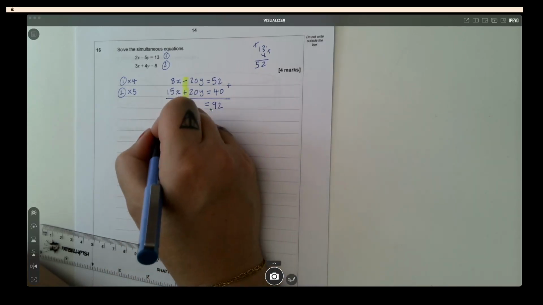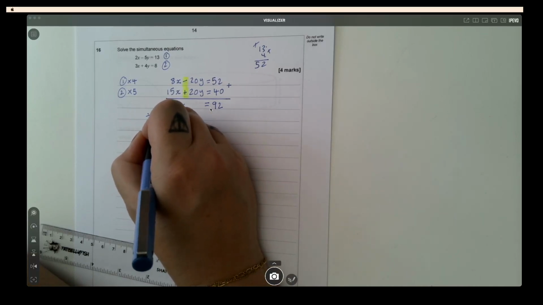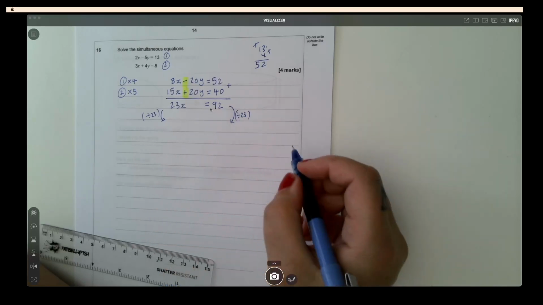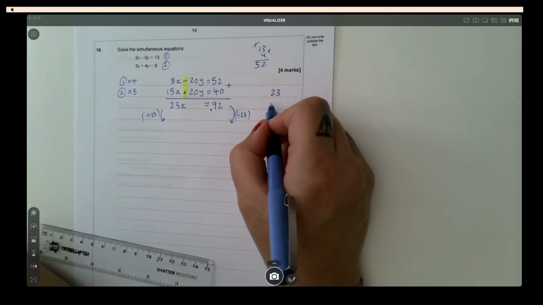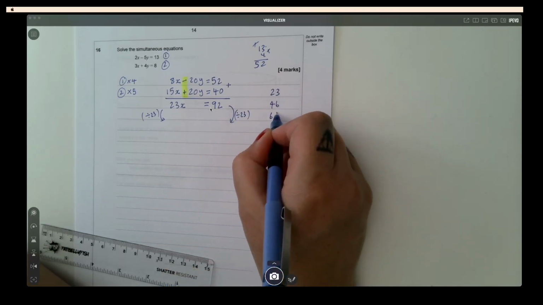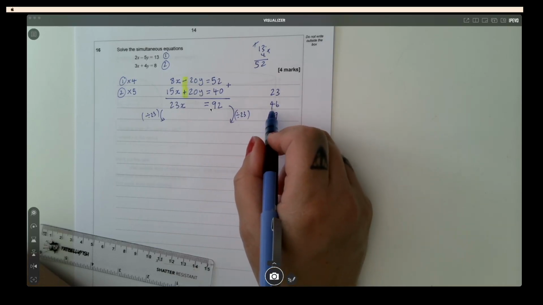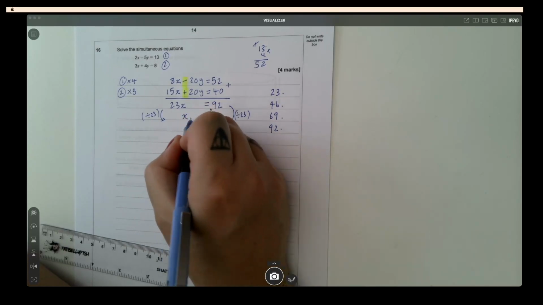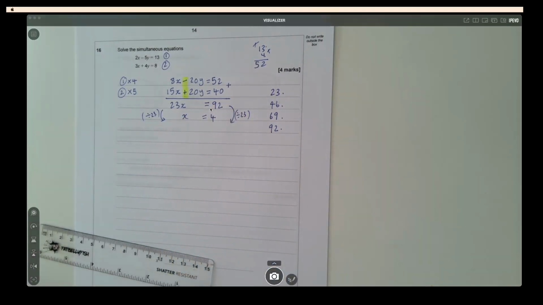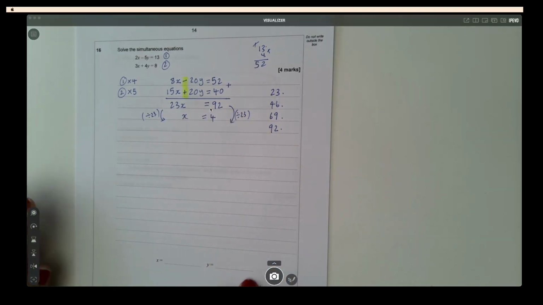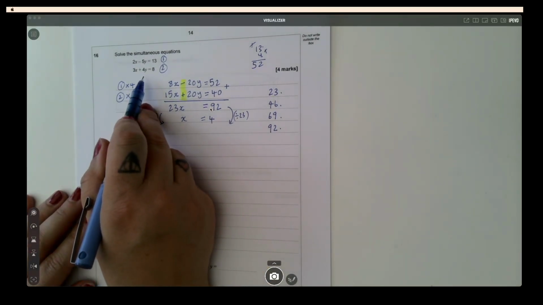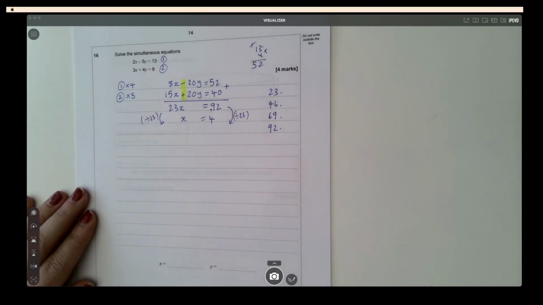So now we're going to divide by 23. So we're doing 92 divided by 23. So what we got? 23, 46, 69, 92. 1, 2, 3, 4. So x is equal to 4. Now I know that x is equal to 4. I can substitute this value back into one of my original equations to calculate the y value.